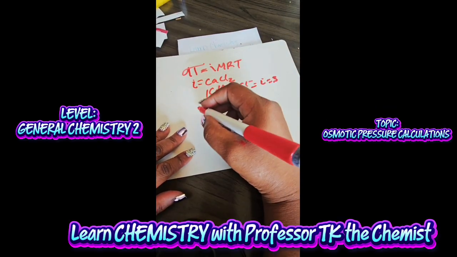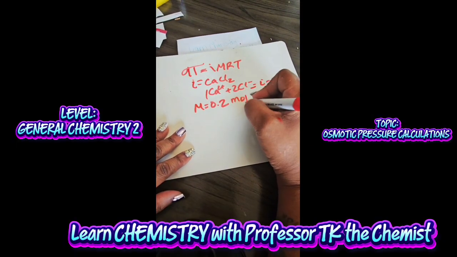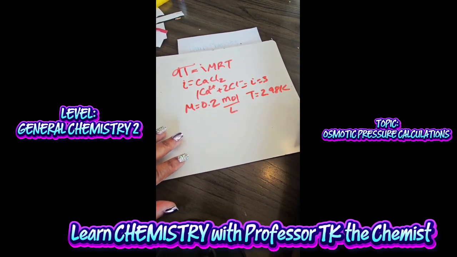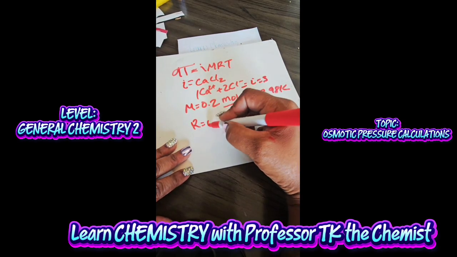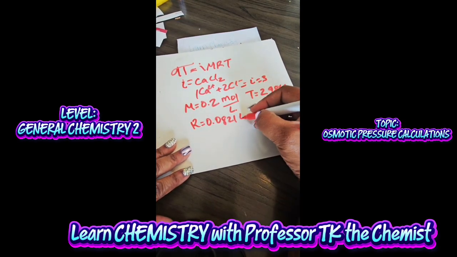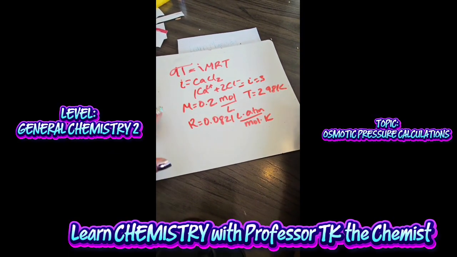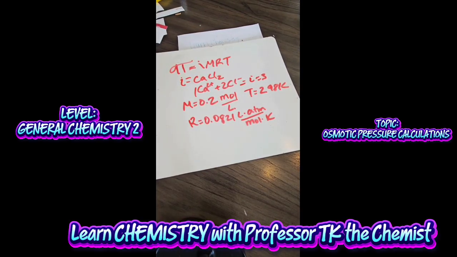The M, they told us, was 0.2. But I'm going to rewrite the molarity unit as moles per liter. They also gave us the temperature, 298 Kelvin. And again, the R, we know, is 0.0821 liters dot ATM per mole dot Kelvin. So these are all the numbers that you need in order to solve this problem.